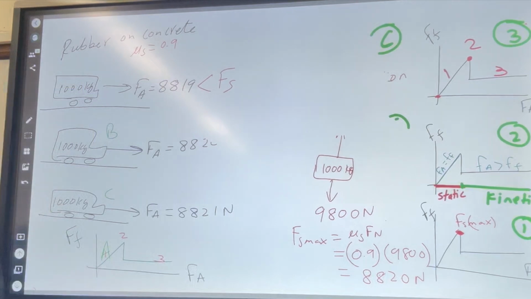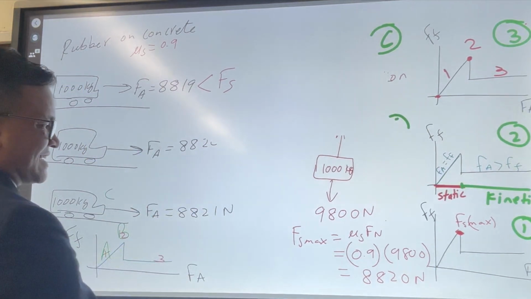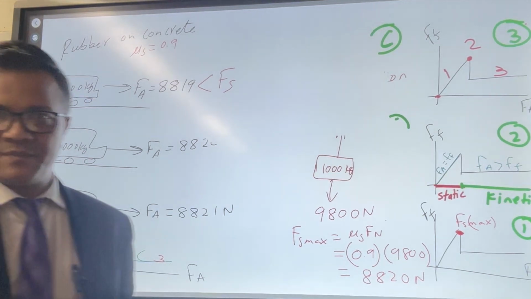Scenario B, 8820 is equal to 8820, location 2. 8821 is greater than 8820, location 3, which is Newton's second law.